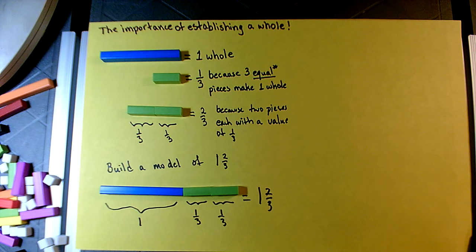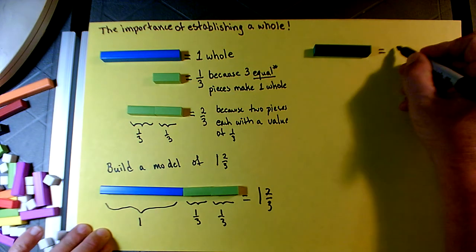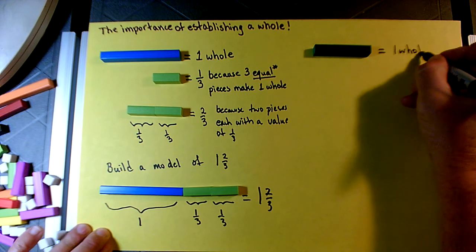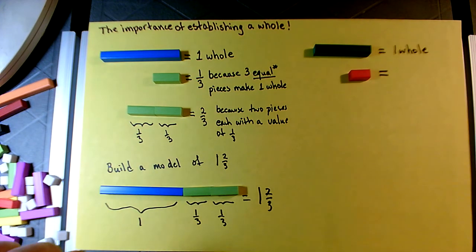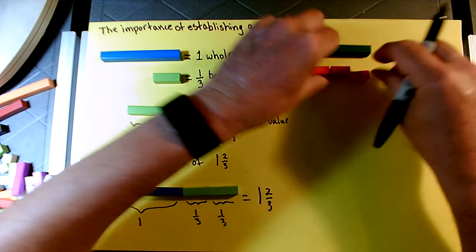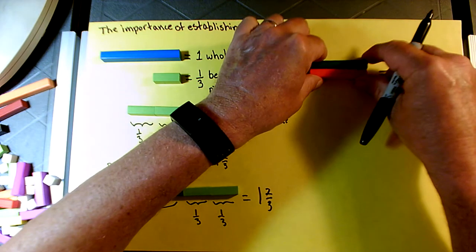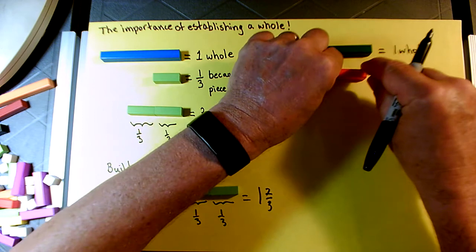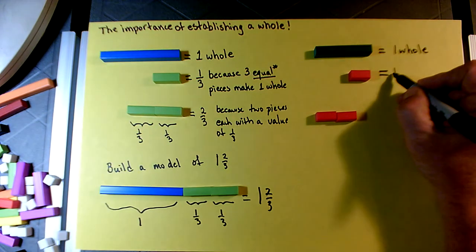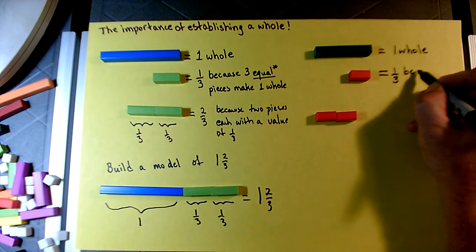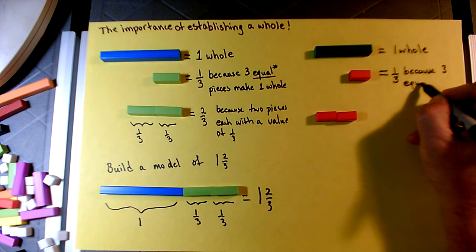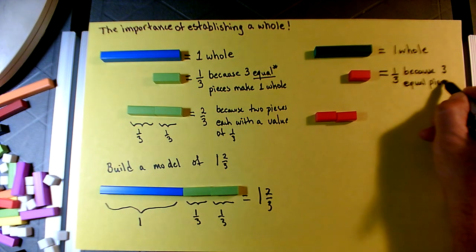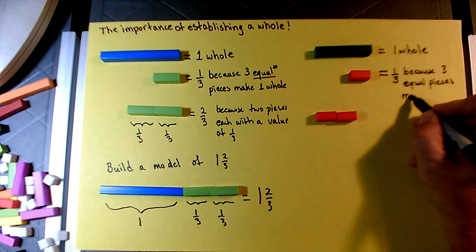Now, I want to also point out something. What if I said to you that this block is equal to 1 whole? Then what would be the value of this block? Well, using the same method that I used before, I would put these blocks together and I would say, oh, look, since 3 equal-sized pieces, so that's equal to 1/3, because 3 equal pieces make 1 whole.